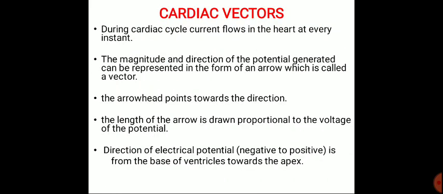Cardiac vectors. We know that during the cardiac cycle, current flows in the heart at every instant. The magnitude and direction of the potential generated can be represented in the form of an arrow, which is called the vector. The arrowhead points toward the direction. The length of the arrow is drawn proportional to the voltage of the potential. Direction of electrical potential is from the base of the ventricle toward the apex.